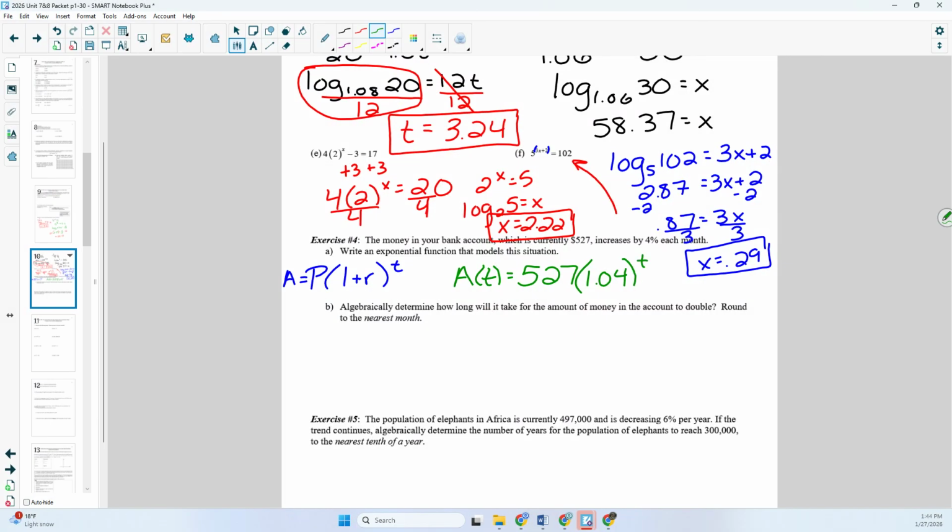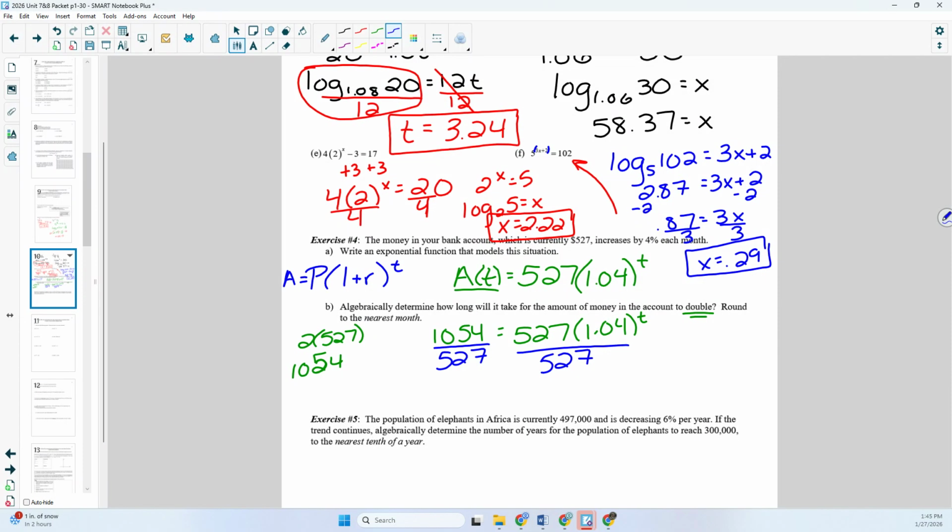We want to know when the amount of money in the account will double. So we want to look at our initial amount, which is 527, and to double that, 2 times 527 is going to give me 1,054. So 1,054, we're plugging in for our amount. That's the amount we want to get to. So from here, the next thing we're going to do is divide by 527. And it shouldn't seem that weird. This is going to come out to 2 because we doubled our initial amount.